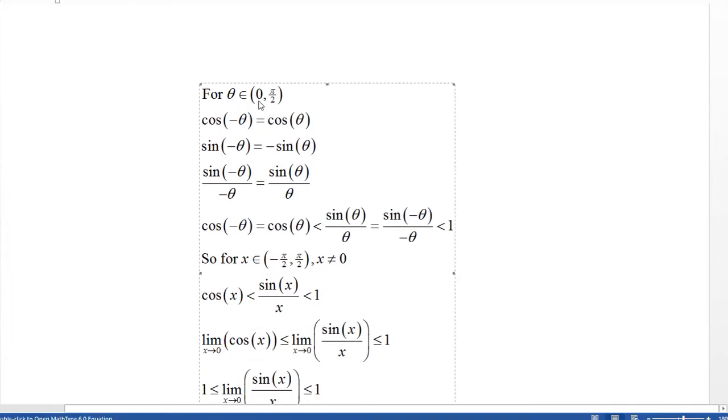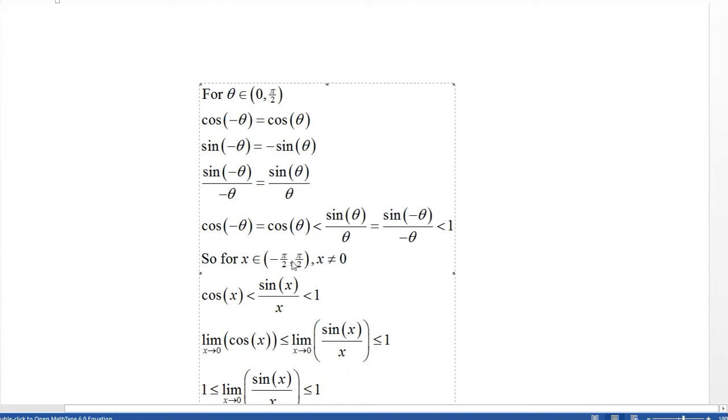Okay, so for theta between 0 and pi over 2, cosine of minus theta is cosine of theta, sine of minus theta is minus sine of theta, and sine of minus theta over minus theta is sine theta over theta. Notice that we have this relationship here. If we take a minus theta, then we'll be between minus pi over 2 and 0, and sine theta over theta is the same as sine of minus theta over minus theta, and that's going to be between cosine minus theta and 1. So we also get the same setup for negative angles.